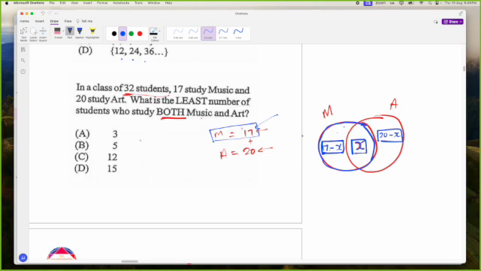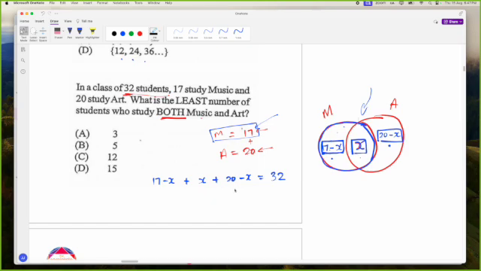If I add these three up, right? So 17 minus X plus X plus 20 minus X, I should get 32 students, right? So you see how this would have been a tricky question, especially if you didn't recognize that this is a set theory question involving algebra. So this is how algebra jumps into your set theory.